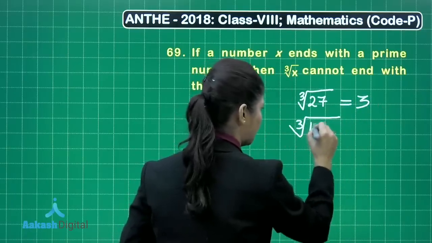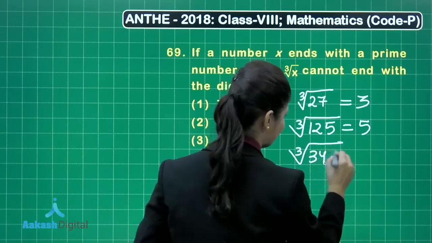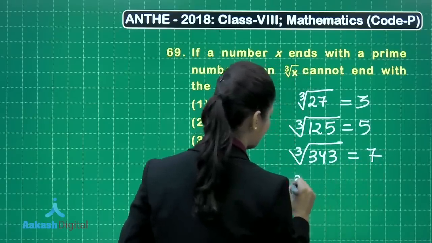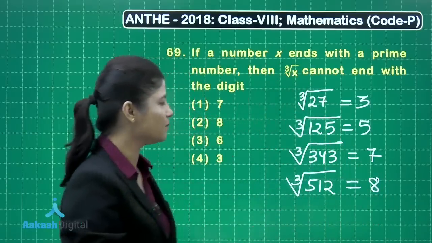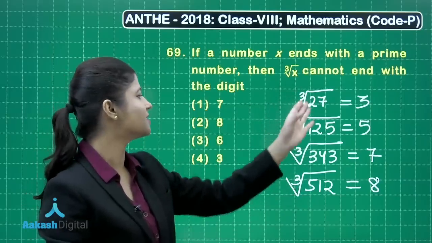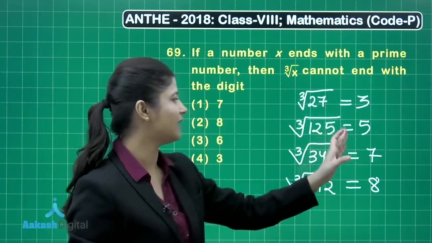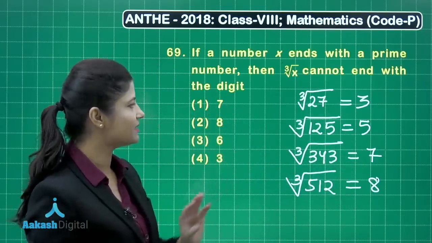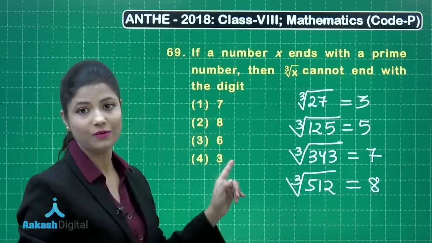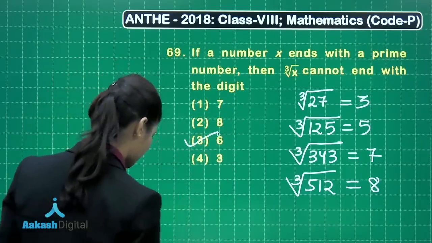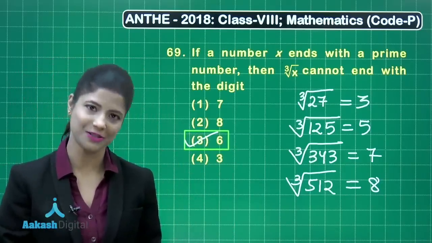The cube root of 125 is definitely equal to 5. The cube root of 343 is definitely equal to 7. And the cube root of 512 is definitely equal to 8. So here I have considered numbers ending with a prime digit 7, 5, 3 and 2. You can see that their cube roots end with 3, 5, 7 and 8. So out of these options, it can definitely end with 7, 8 and 3, but it cannot end with 6. So the correct answer for this question is option number 3. I hope it is clear. Let's come to our next question.